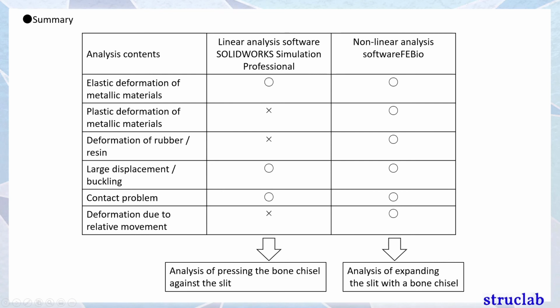It can analyze plastic deformation due to the nonlinear materials like rubber and resin, and the deformation during the relative movement. The stress and the displacement when applying the bone chisel to the cortical bone and cancellous bone are analyzed as a contact problem with the linear analysis software SolidWorks Simulation Professional. We use the nonlinear analysis software FE-Bio for the application of nonlinear materials to the cortical bone and the cancellous bone, and for the analysis of inserting the bone chisel into bone at a constant speed.